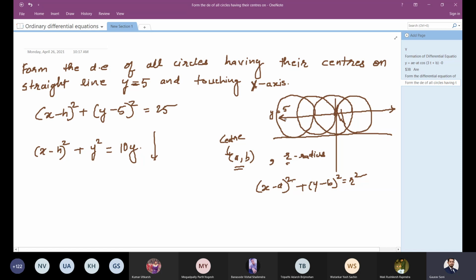So from the diagram, it is clear that if you take any such circle, the center will have y coordinate 5, and the x coordinate can be anything. The radius from the x-axis will always be 5 units, since the y coordinate is 5. So they put the y coordinate as 5, left the x coordinate of the center as an arbitrary constant, and put the radius as 5. That is how it is done.